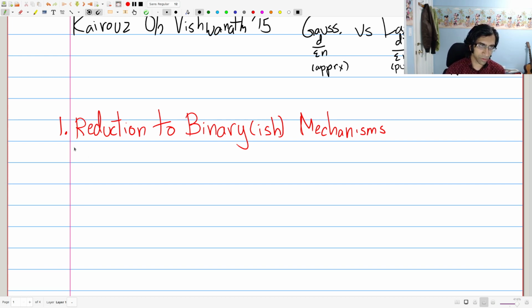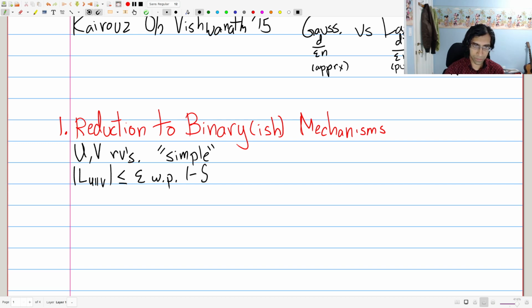So let's be a bit more precise here. We want to know U and V, where these are random variables, and we want them to be somehow simple. We'll see in a little bit how exactly it's simple, and you'll probably agree that it fits a natural definition of simple. But we want U and V to be random variables where we have the following bound on their privacy loss random variable. So we want the loss between U and V to be bounded by epsilon with probability 1 minus delta. And similarly in the other direction.